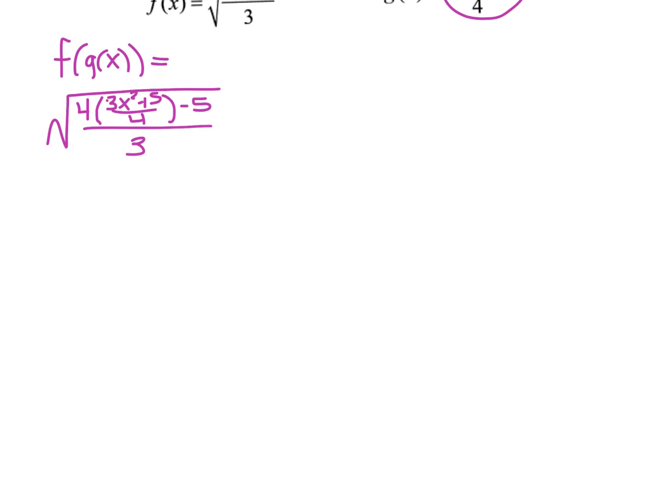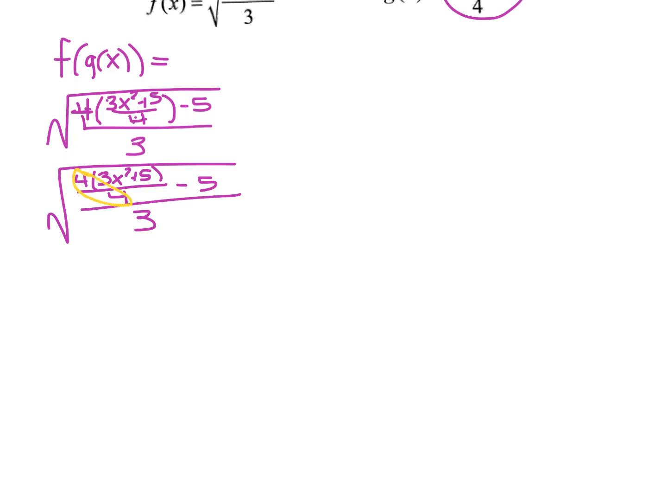So I'm going to scroll down just a bit. The first thing I'm going to try to deal with and get rid of is this fraction. What I notice within this fraction is this becomes 4 over 1. So we get 4 times 3x squared plus 5, all in parentheses, over 4, then that minus 5 on the outside, all over 3. If I look closely in here, I notice that I have a 4 over 4, which becomes 1.